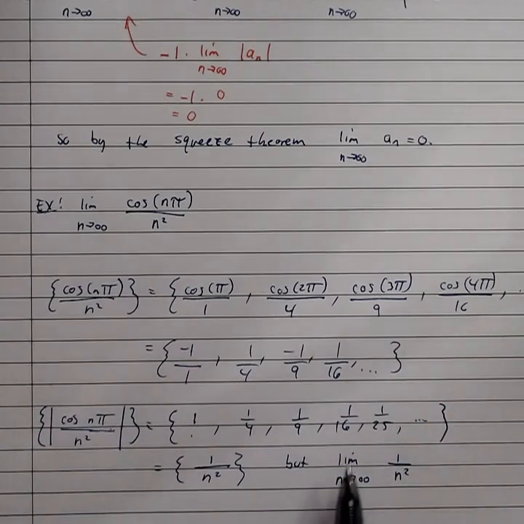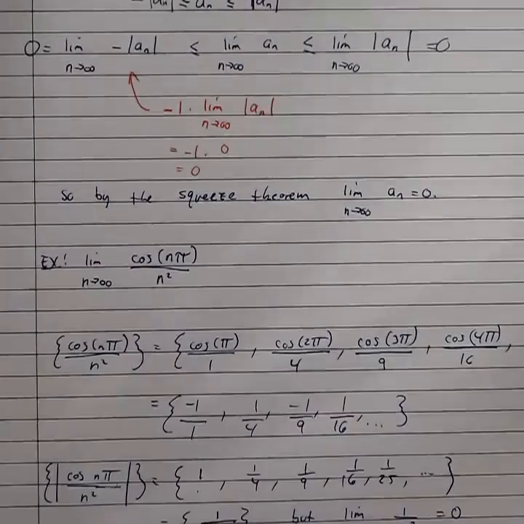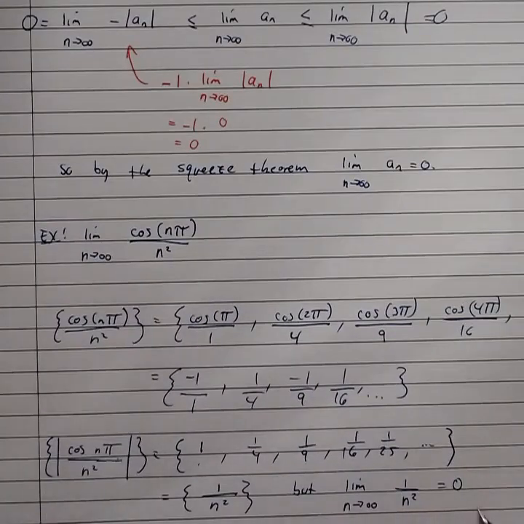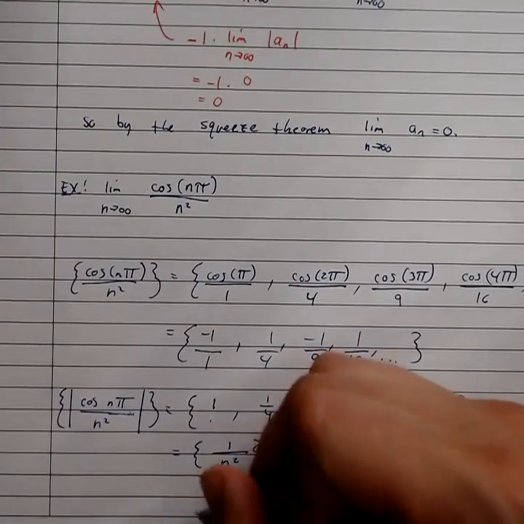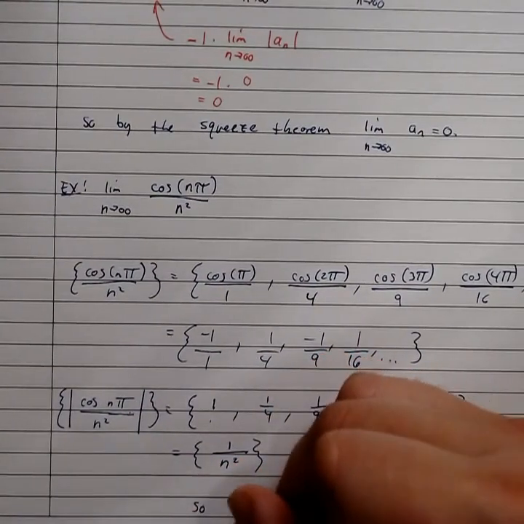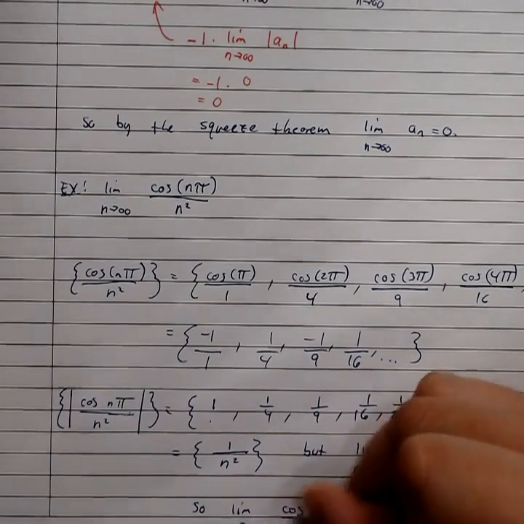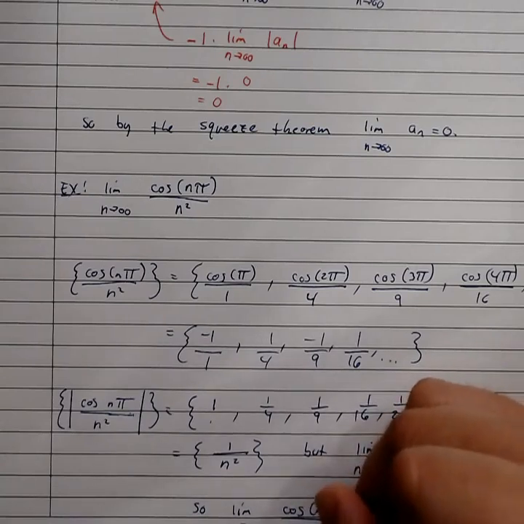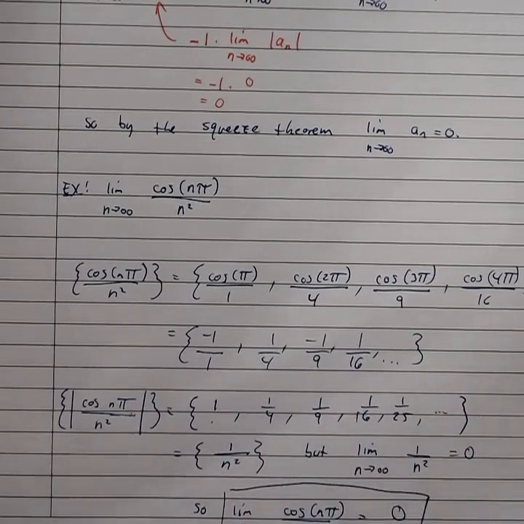The limit as n approaches infinity of 1 over n squared. Again, you should be thinking the limit as x approaches infinity of 1 over x squared, which is going to give you 0. So if I take the limit of the absolute value, I get 0. But by my theorem, if the limit of the absolute value is equal to 0, then the original limit was also equal to 0. So the limit as n approaches infinity of the cosine of n pi over n squared is equal to 0.